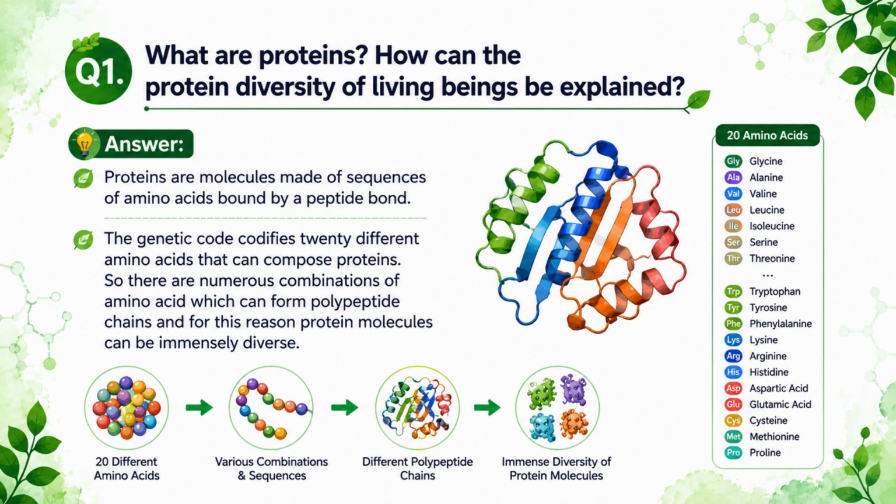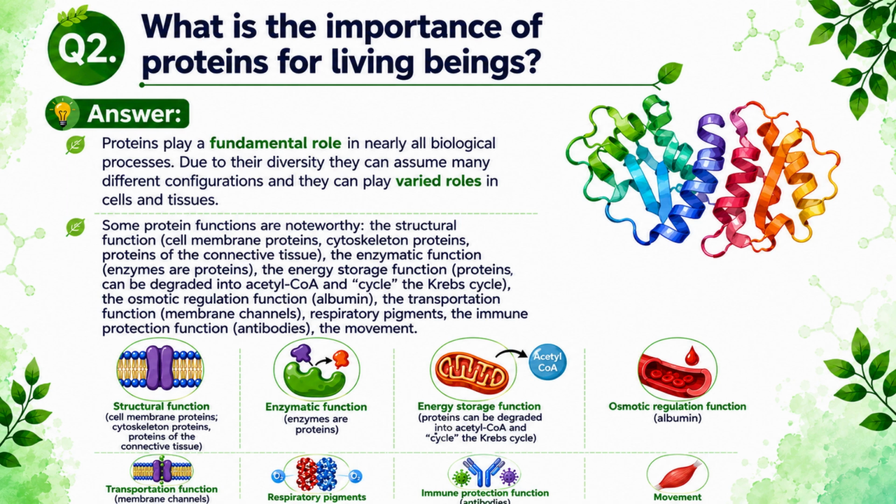Question number 1. What are proteins? How can the protein diversity of living beings be explained? Answer. Proteins are molecules made of sequences of amino acids bound by a peptide bond. The genetic code codifies 20 different amino acids that can compose proteins. So there are numerous combinations of amino acids which can form polypeptide chains, and for this reason protein molecules can be immensely diverse.